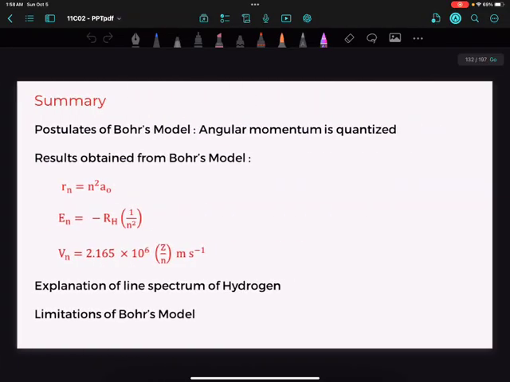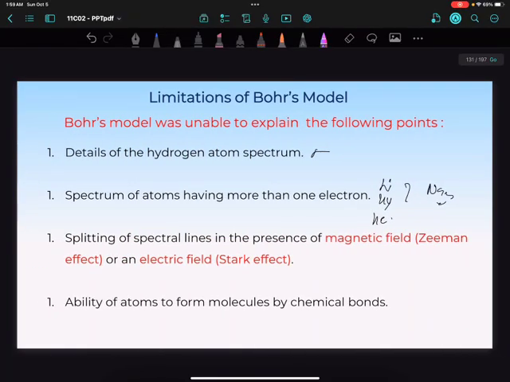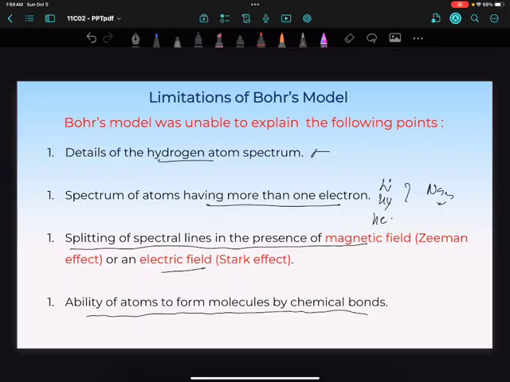So this is the summary. We learned about the postulates of Bohr's model. The angular momentum is quantized. The results obtained from Bohr's model are Rn, En and Vn, where we can find out the radius, the energy and the velocity. Also we learned about the explanation of the line spectrum, why it occurs, and the limitations of the Bohr model. The limitations were that it only studied atoms having only one electron, splitting of the spectral lines in presence of magnetic field and electric field, and the ability of the atom to form molecules by chemical bonds. This is one of the most important topics which can be asked as a long answer question. Also MCQs can be expected from this topic.